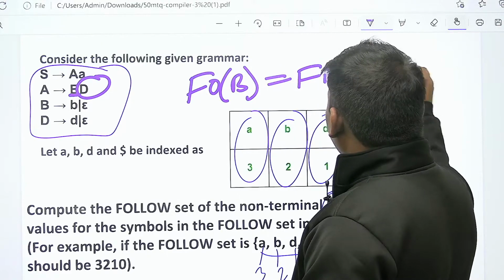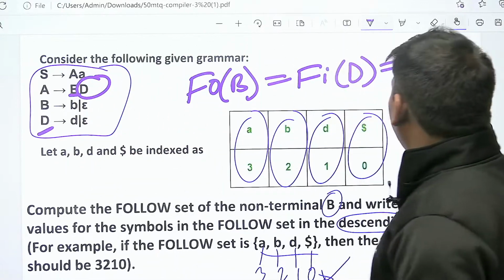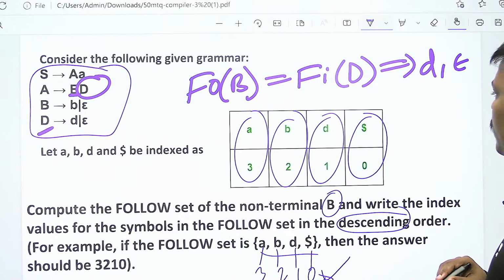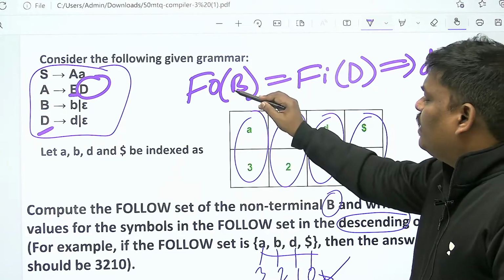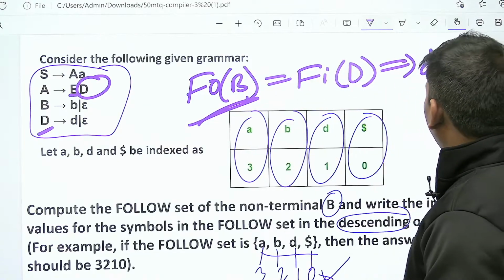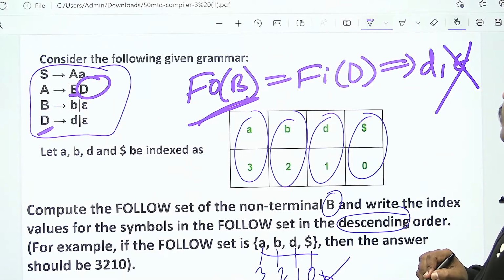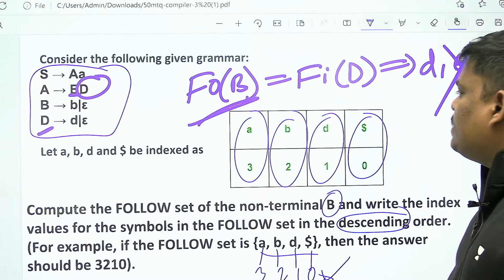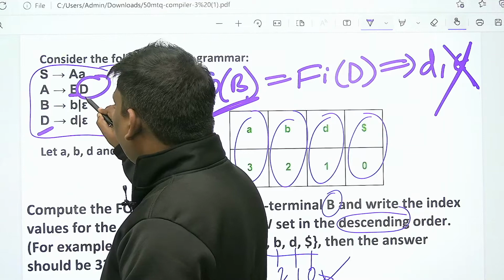Can you see the grammar and tell me, what is the first of D? First of D is D and epsilon. Please remember, first of D is D and epsilon. It's okay, but at the end of the day, it is the follow. Follow never contains epsilon. Follow of B is first of D, and first of D is D and epsilon. What you do is cancel epsilon.